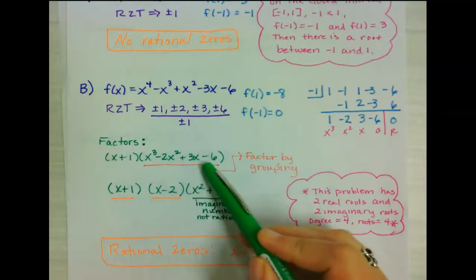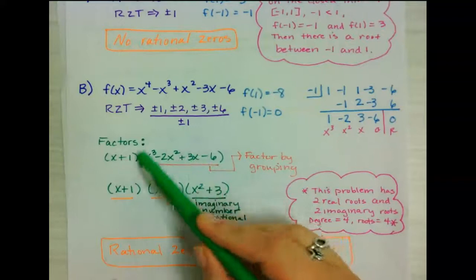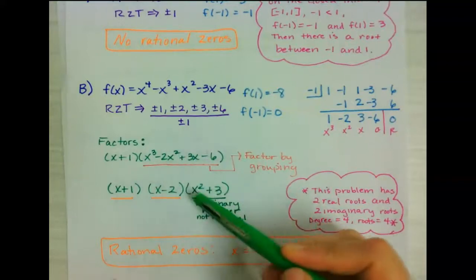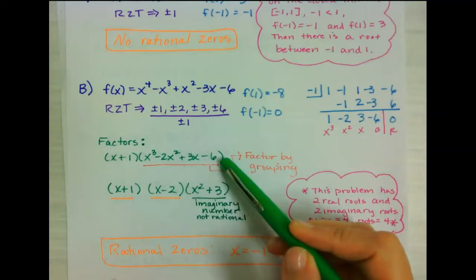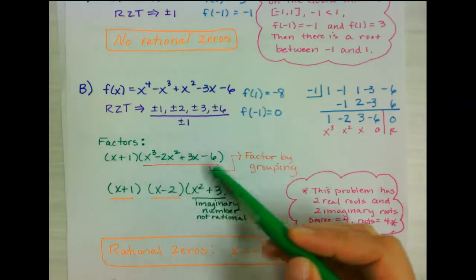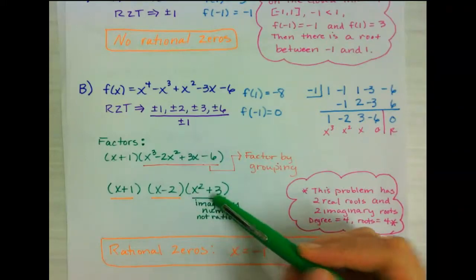And this is a 4 term polynomial that can actually be factored by grouping. So I can pull out an x squared from the first two, and that gives me that. I can pull out a 3 from the next two, and so I have x minus 2, so that comes out as a factor here, and I'm left with x squared plus 3.